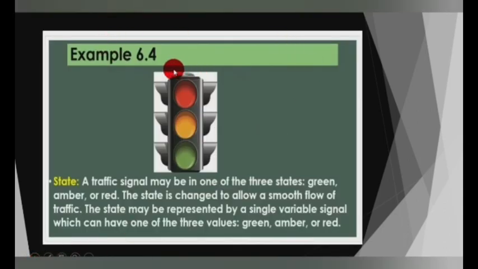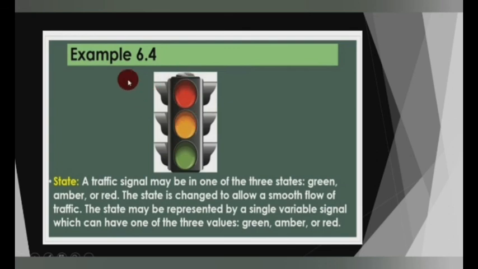So now you can see the example. Here one traffic signal is shown. A traffic signal may be in one of 3 states. So in a traffic signal, what colors are available? Green, amber or red. So there are 3 colors available. The state is changed to allow a smooth flow of traffic. Each time we can see the state will be changed. Sometimes the green light will be glowing, and then the yellow or amber light, or it may glow to the red light. How can the states be changed?